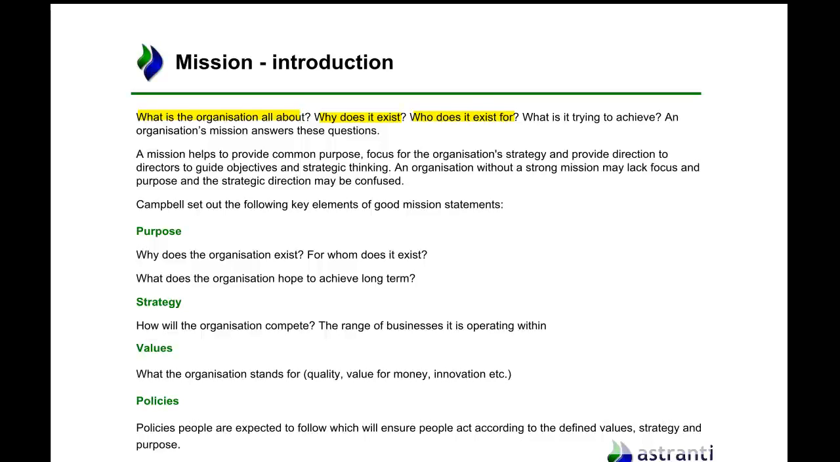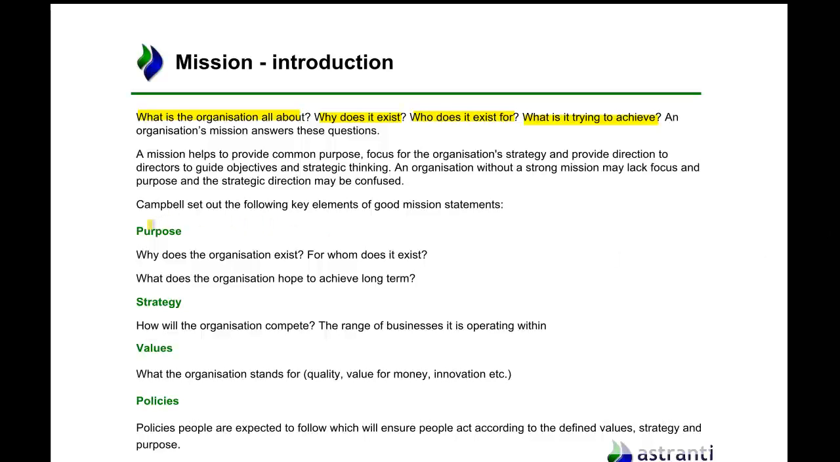And what is the organisation trying to achieve? A good mission statement answers all these questions. Now, we've got 4 different elements for mission statements here. So essentially, we've taken those questions that we asked at the very start of this section and split them up by the 4 different elements.